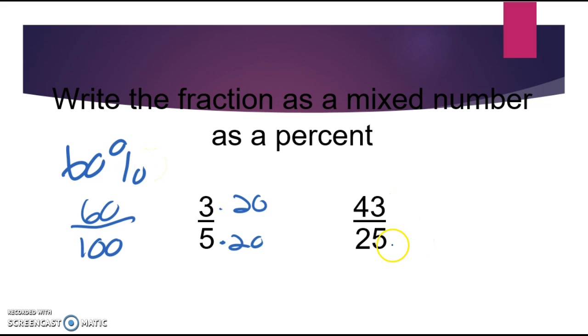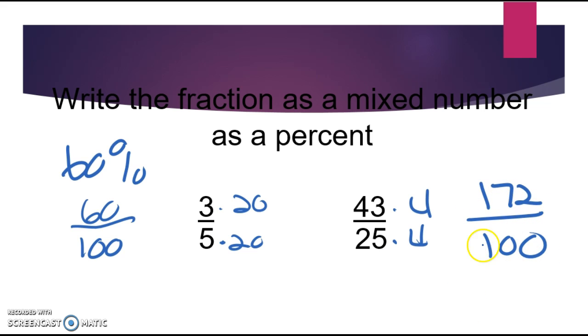Then for this next one, we have 43 over 25. I'm going to multiply the top and the bottom by 4. 43 times 4 is 172, and 25 times 4 is 100. I'm done since I have it over 100, so now I have 172%.